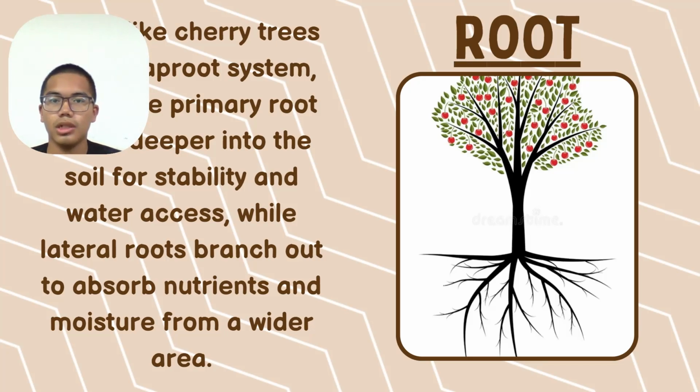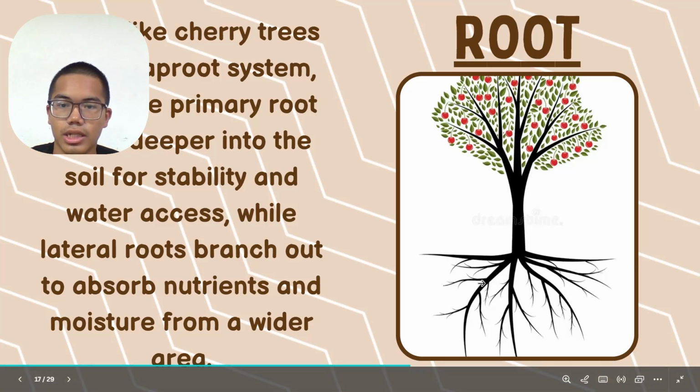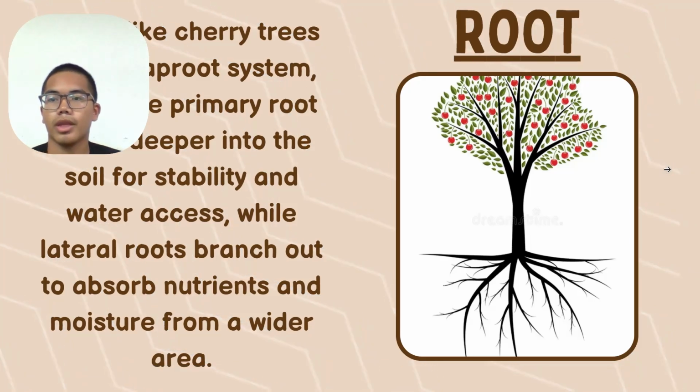Okay, the primary root actually works as the support of the tree. Without the primary root, the tree cannot stand, while the lateral roots branch out to absorb nutrients and moisture from a wider area. As you can see here, the lateral roots are the small ones. But the primary roots are deeper and larger in size to support the tree.